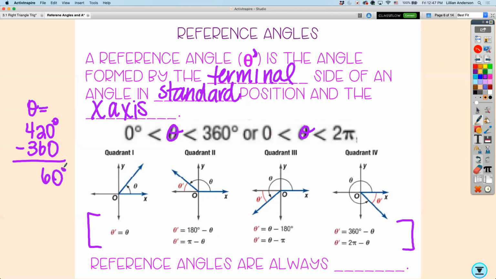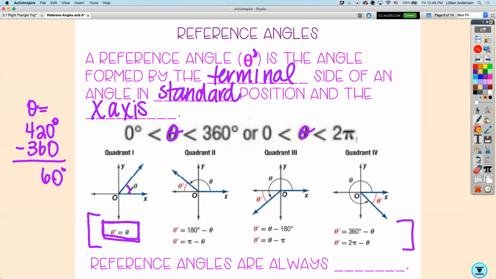So once your angle is in between 0 and 360 or 0 and 2 pi, you see, is it in quadrant 1, quadrant 2, quadrant 3, or quadrant 4? Well, 60 degrees is in quadrant what? 1. So your reference angle is that angle because it's the distance between the terminal side and the x-axis.